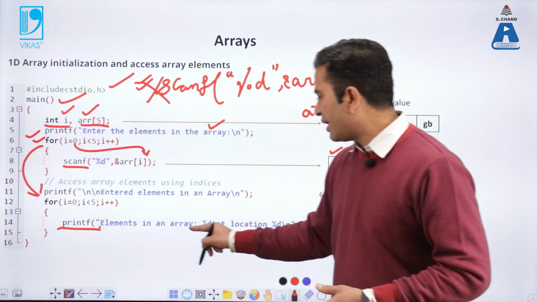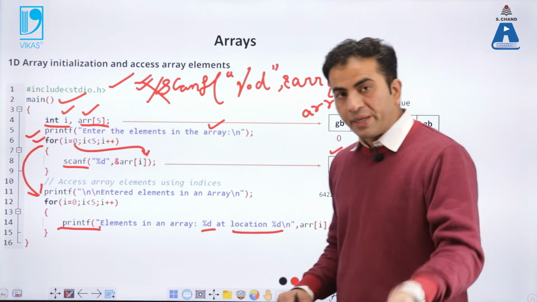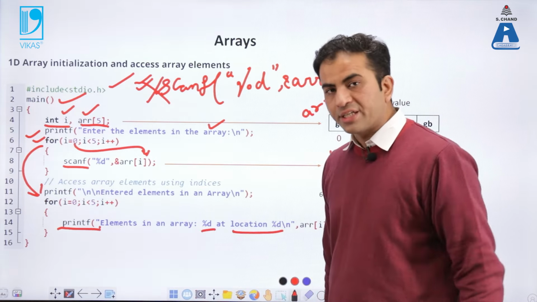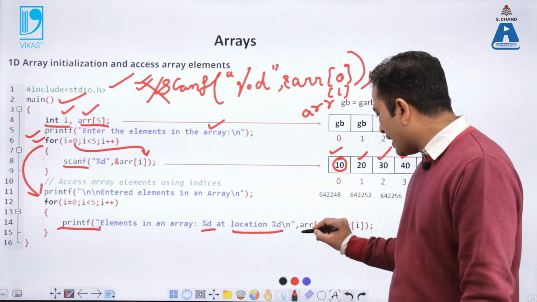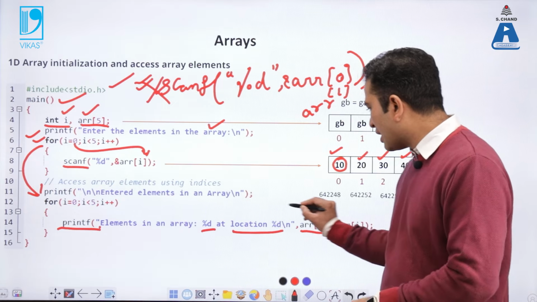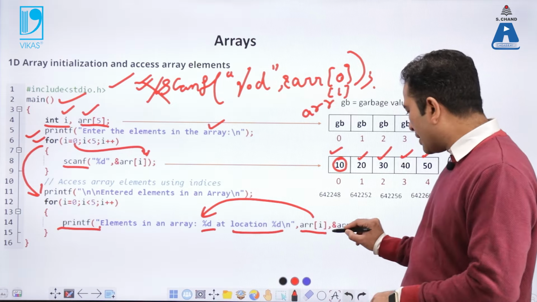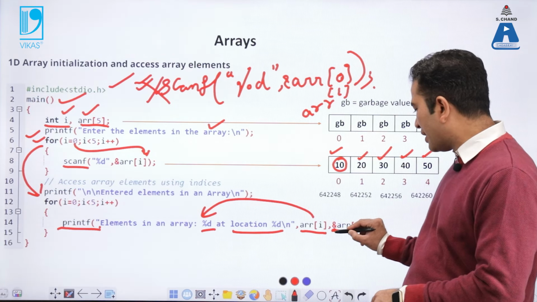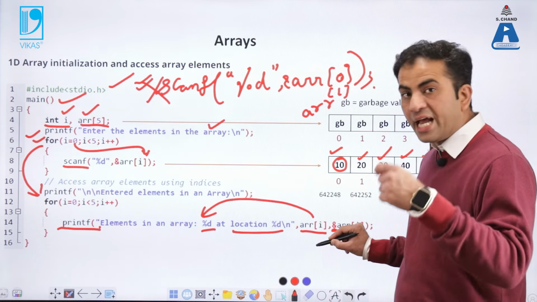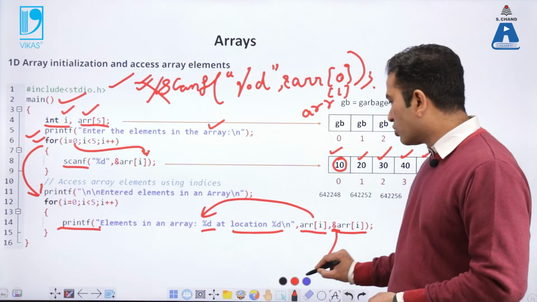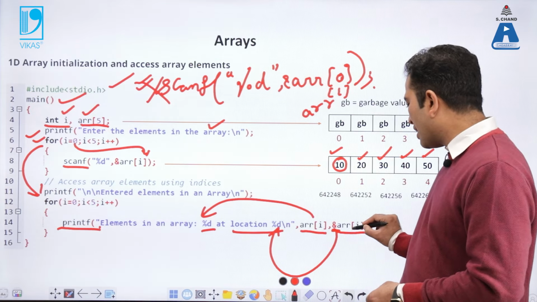So, elements in an array is %d at location %d. To print the location, meaning at what particular location the value of the array is saved, for that we use arr[i] to print the value, and the point to be noted is &arr[i] is given. The meaning of & is the address of this location. So to print the address, we have to write &arr[i].